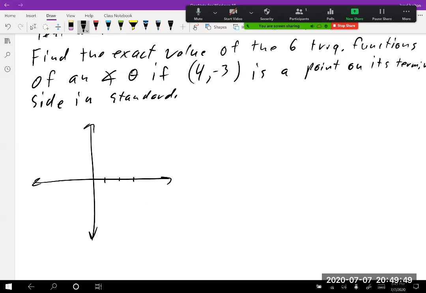One, 2, 3, 4, 5. 1, 2, 3, 4, 5. 5. 1, 2, 3, 4, 5. 1, 2, 3, 4, 5.